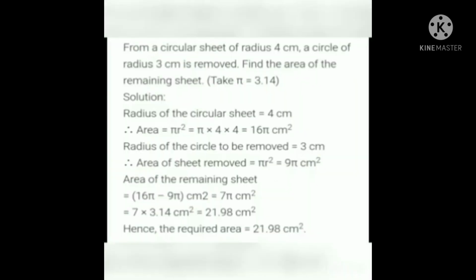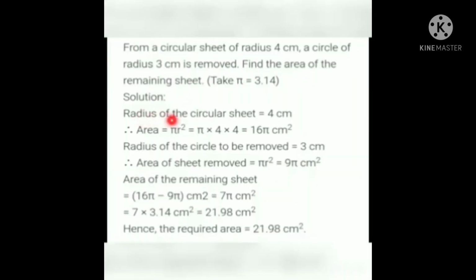So how we will find it? Both the circles radius is given, isn't it? So what we have to do? The remaining portion area we have to find. So first, find the area of the big circle. That means 4 cm radius circle. Then what circle is removed from that? 3 cm radius circle. So find the area of this 3 cm circle. Then if we subtract this, we will get the remaining area.